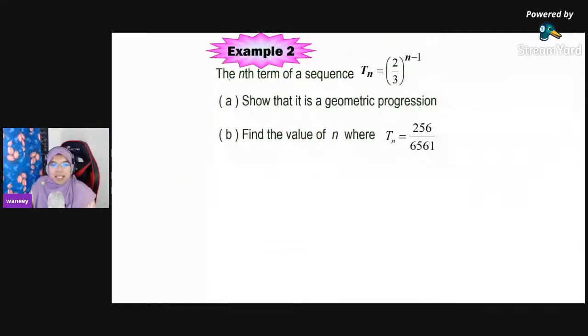Okay, now the second example. The nth term of a sequence is Tn equal to 2 over 3 to the power of n minus 1. A, show that this is a geometric progression. And B, find the value of n where Tn is 256 over 6561. Now we need to show that this is a geometric progression. In general, we must calculate the r. r is Tn over Tn minus 1. So we are going to calculate the common ratio.